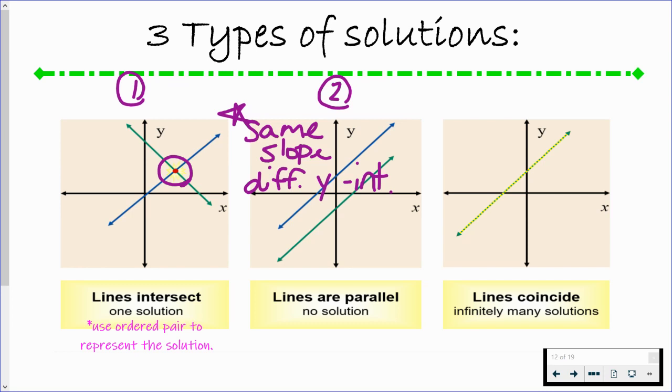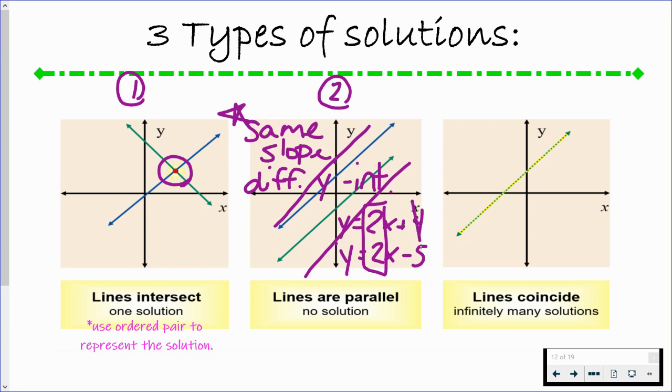For example, if I had y equals 2x plus 4 and y equals 2x minus 5, if you notice, one's going to start up here at 4. The other one's going to start down here at -5. And again, they're going to have the same slope, so they're going to end up being parallel. If they have the same slope but different y-intercepts, then they're going to be parallel.